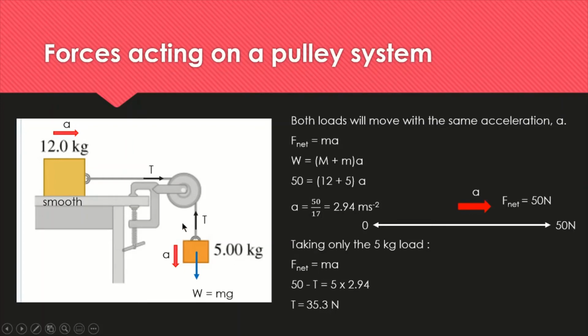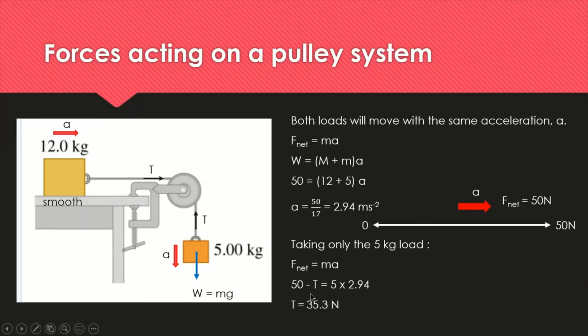Now, by looking at only this side, this system only, the net force is downwards. So W is the same as the net force. W is 50 Newton, positive, but the tension of the rope, which is in the opposite direction, is negative, equals MA. So the mass is only 5. Don't add the 12 kg. Only 5, because we are only looking at the 5 kg load. So times the acceleration that we have calculated just now. Through this, we can calculate the tension of the rope.